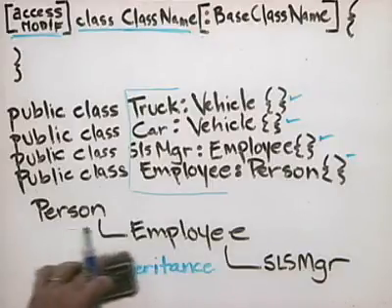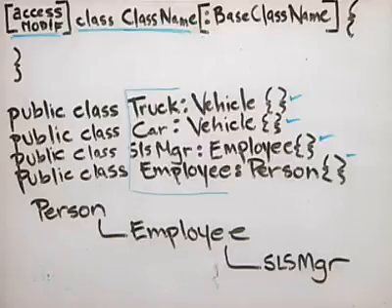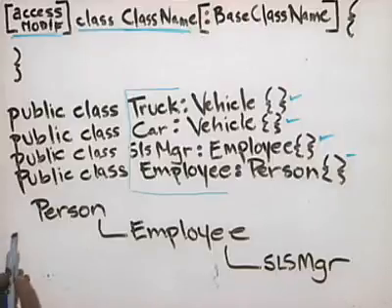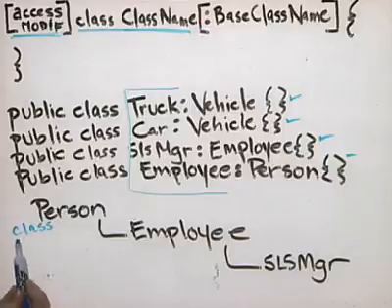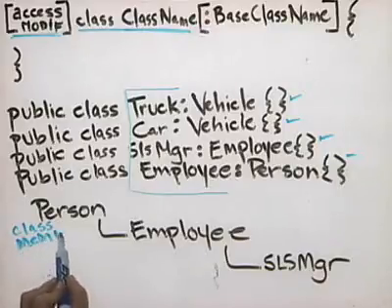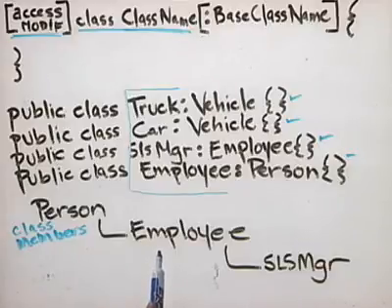Let's take a look at the last two examples that we have here. We have sales manager inherits employee, and employee inherits person. So you can see kind of the hierarchy of the classes that we've created. So person is the base for employee, and employee is the base for sales manager. Now what happens here is that this class has class members, properties, and methods that will be inherited by employee.